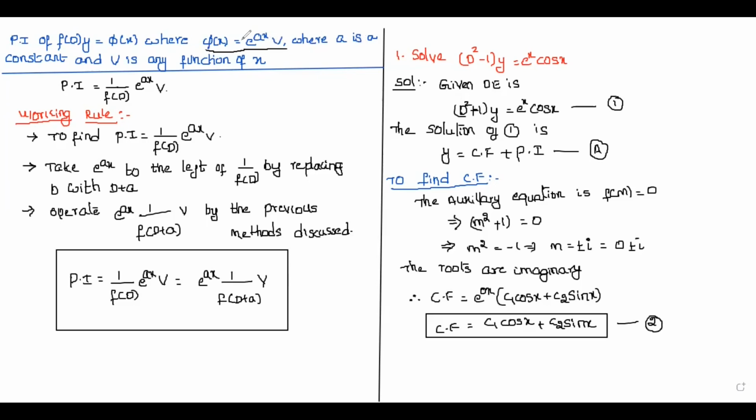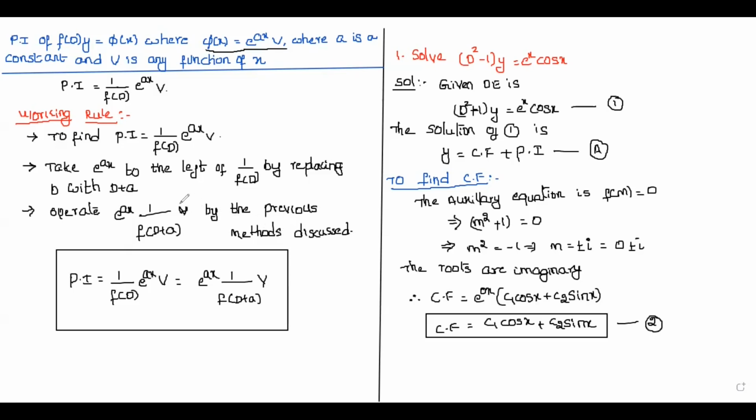Here a is a constant and v is a function of x. So to find the particular integral of 1 by f of D into e power ax into v, the working rule is: the first step is to take your e power ax to the left hand side of 1 by f of D by replacing D by D plus a, that means e power ax into 1 by f of D plus a into v. Now the second step is that 1 by f of D plus a into v is to be calculated by the previous methods which were discussed.